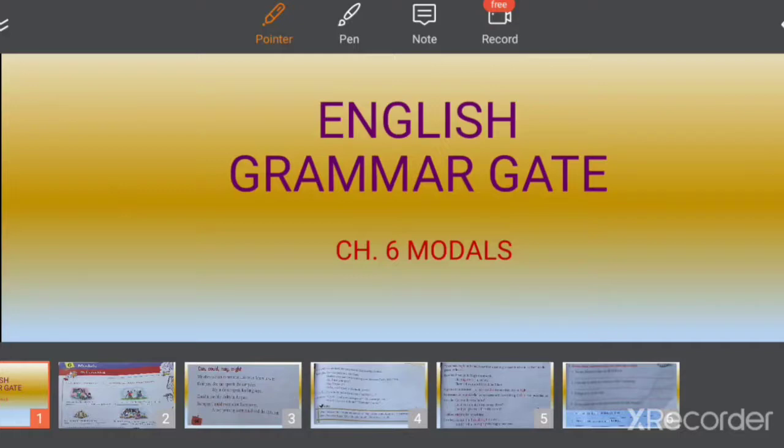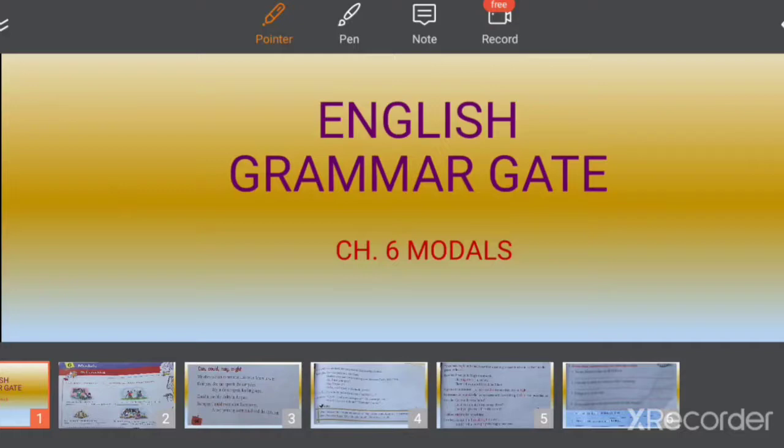After completing chapter number 3 of Grammar Get, today we'll start chapter number 6, Modals. So students, first of all, be ready with your textbook Grammar Get and open page number 64. Here you have chapter 6, Modals.